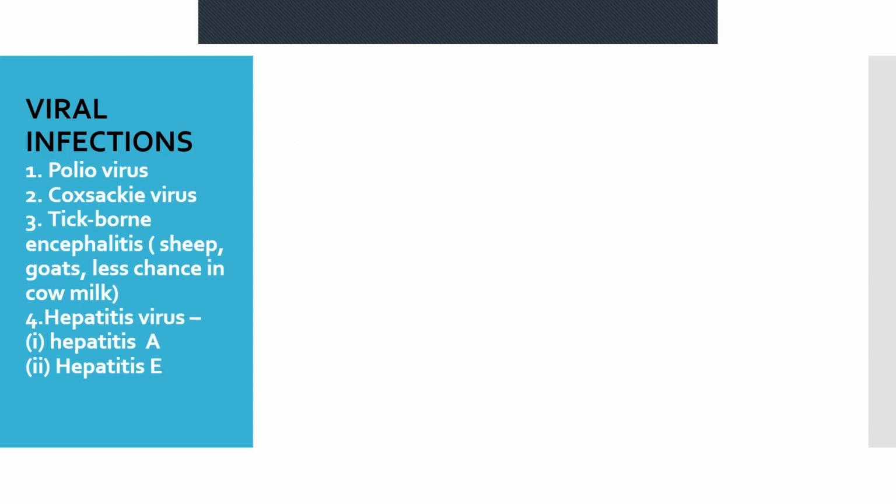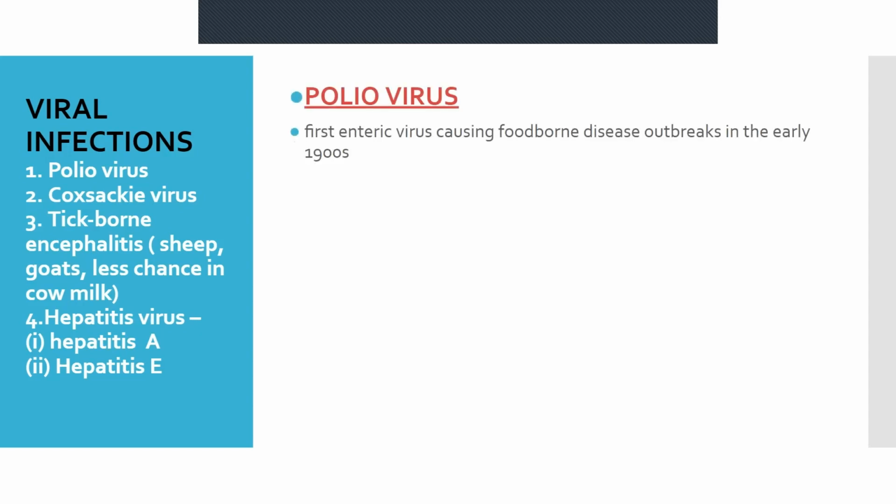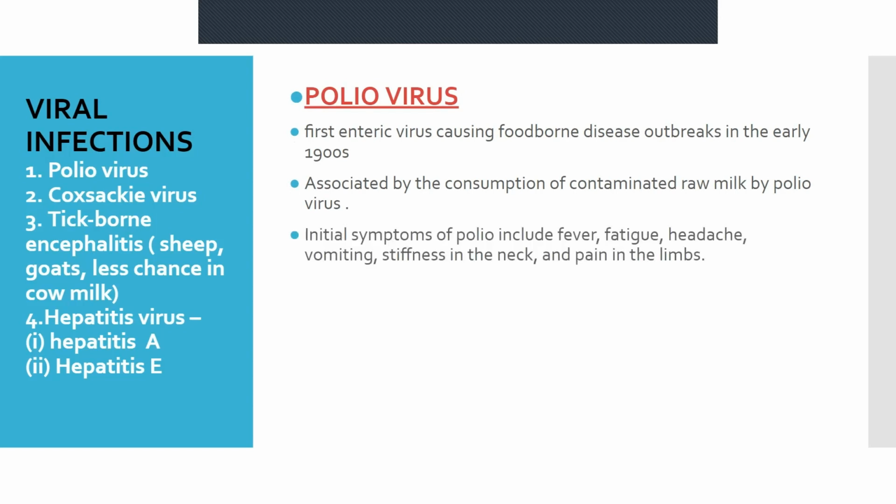It includes poliovirus, Coxsackie virus, tick-borne encephalitis, and hepatitis viruses like hepatitis A and hepatitis E. Poliovirus is the first enteric virus which is a foodborne virus. It had outbreaks in nearly the 1900s. It is associated with the consumption of raw milk contaminated by the poliovirus. Initial symptoms of poliovirus include fatigue, headache, vomiting, stiffness of the neck, and pain in the limbs.